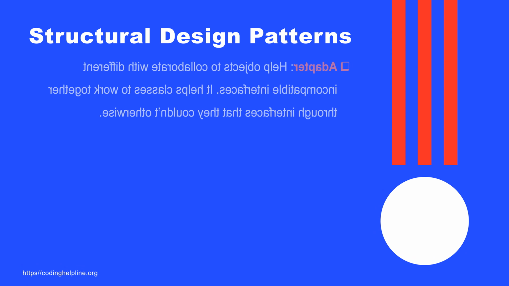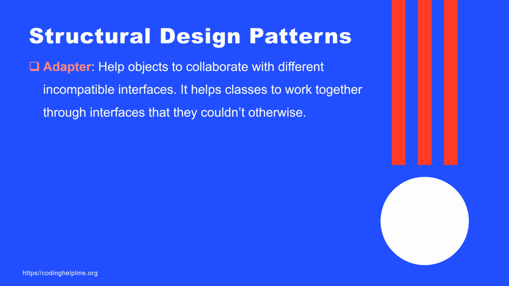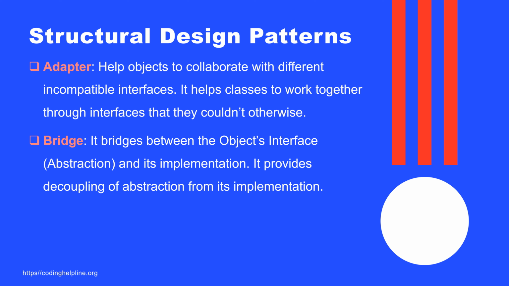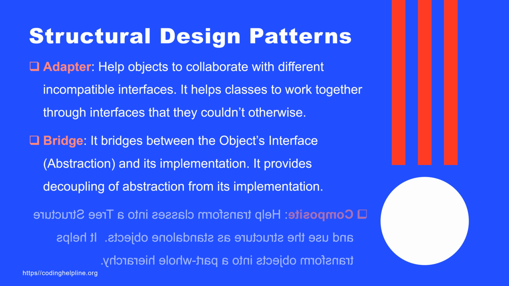Structural design patterns. Adapter pattern. This pattern helps objects to collaborate with different incompatible interfaces. It helps classes to work together through interfaces that they could not otherwise do. Bridge pattern. It bridges between the object's interface, the abstraction, and its implementation. Basically, it is a bridge between the abstraction of the object and the implementation. It provides decoupling of abstraction from its implementation.